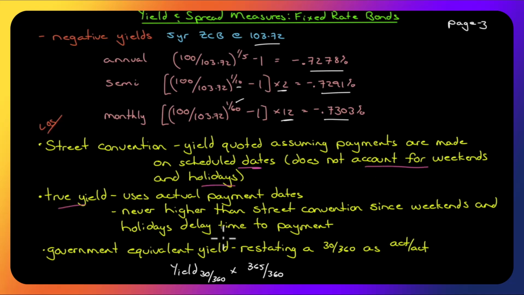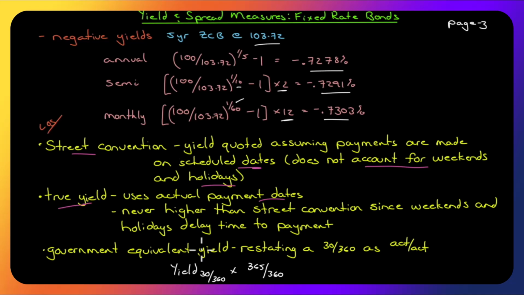A true yield uses actual payment dates. The true yield will never be higher than the street convention yield. Because remember, one of the rules of money is that money sooner is worth more. So if a payment is supposed to happen on a Saturday, we won't actually get it till a Monday. Well, it happens later, so money's got to be worth less. That's why the true yield will never be higher than the street convention yield.